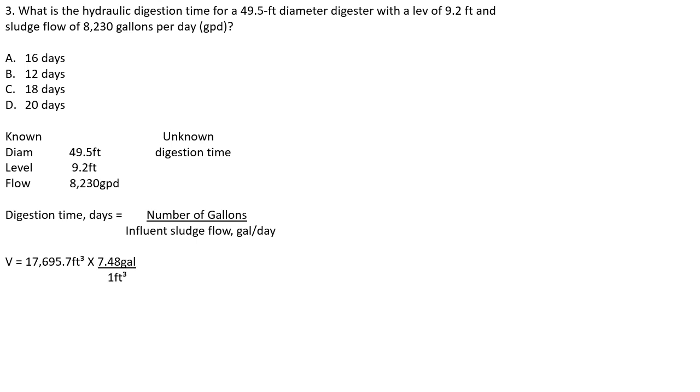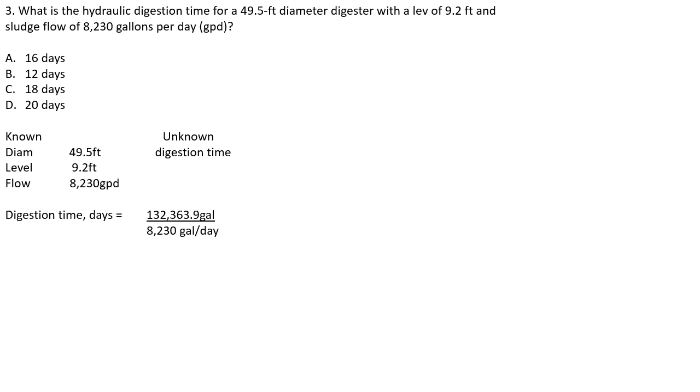We need gallons. Remember, there's 7.48 gallons in a cubic foot. And you set this up so what you want to cancel goes on the bottom. Cubic feet will cancel out. So you have 17,695.7 times 7.48. And that gives you 132,363.9 gallons. And we plug it into our formula.